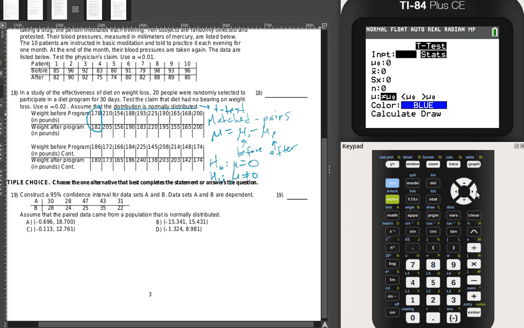And we actually have data this time. We don't have the stats. We don't know the mean and stuff. We have the data there. We're checking whether the average is equal to 0, the average difference. That's coming from list 3. We're checking whether it's not equal. We're ready to go.